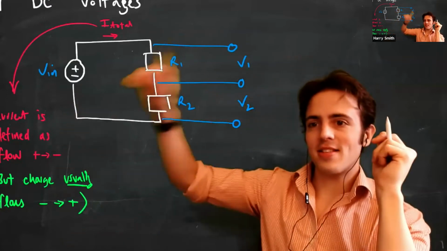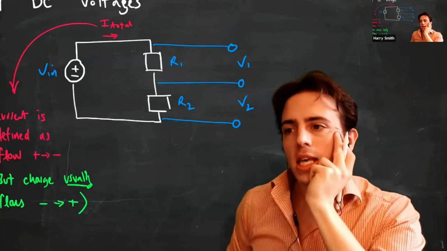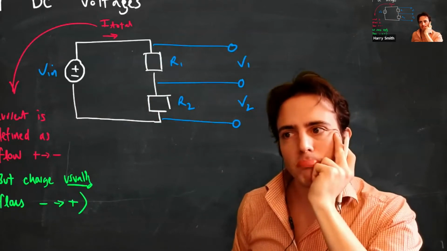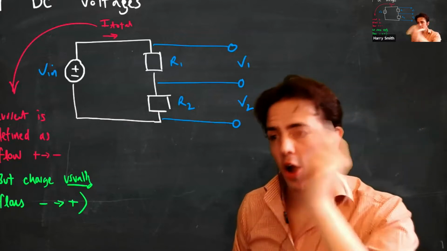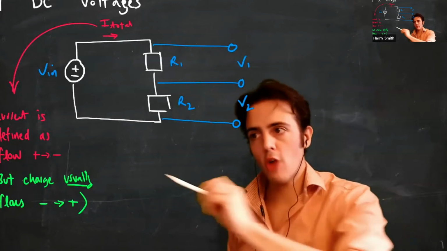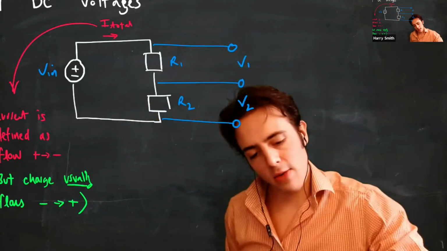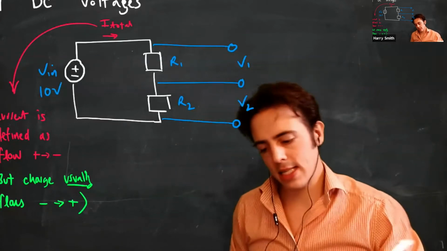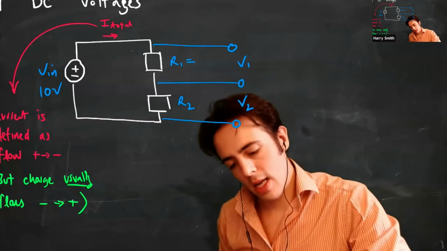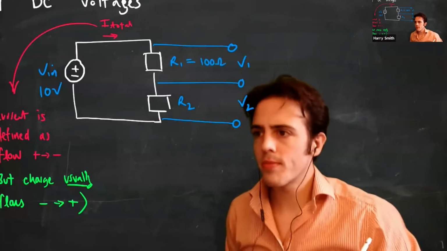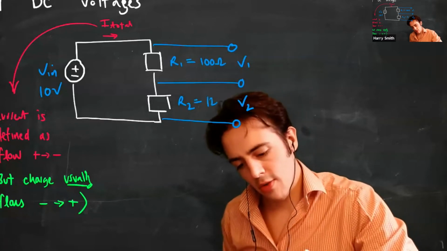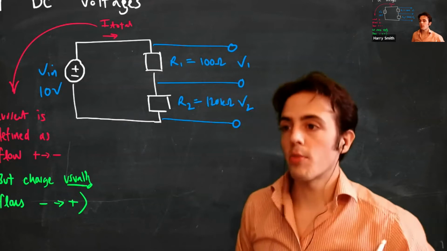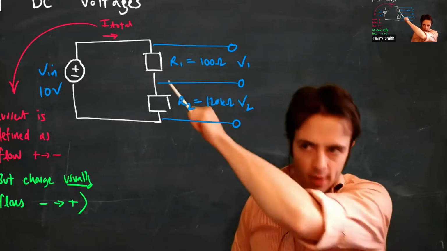So we've got this total current here. How can we determine that current? Ohm's law, David. Good, good. So we can use Ohm's law to get the total current. So let's put some values in. Let's say that my V in is 10 volts, because I can use 10 easily in mathematics. Let's say R1 is 100 ohms. And let's say R2 is 120 kilo ohms. So how can I determine the total current?